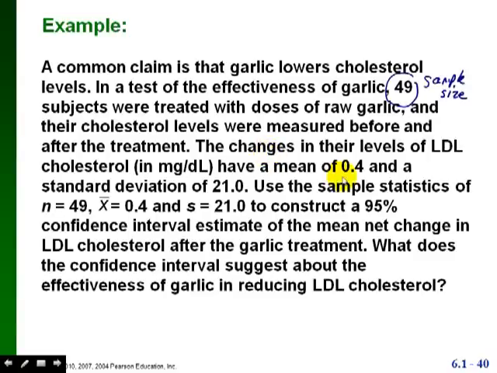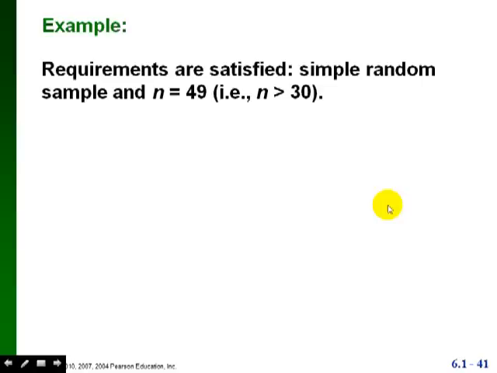So the changes in their levels had a mean of 0.4 and a standard deviation of 21.0. So this is our sample data. So we've got n is equal to 49, our sample mean is 0.4, and our sample standard deviation is 21. We're going to construct a 95% confidence interval. So first we're checking our requirements.